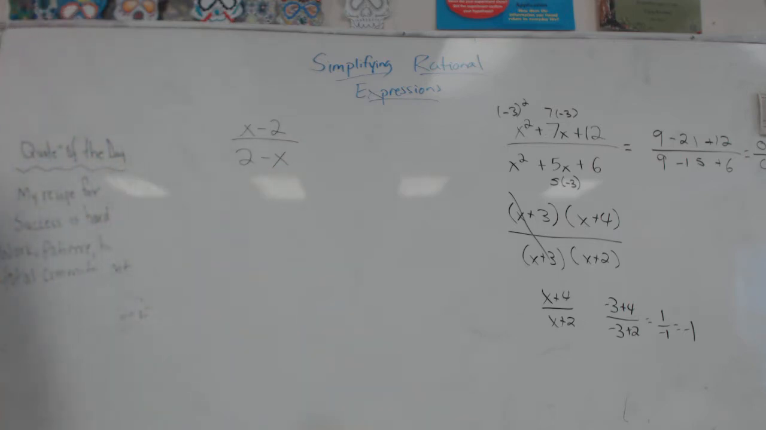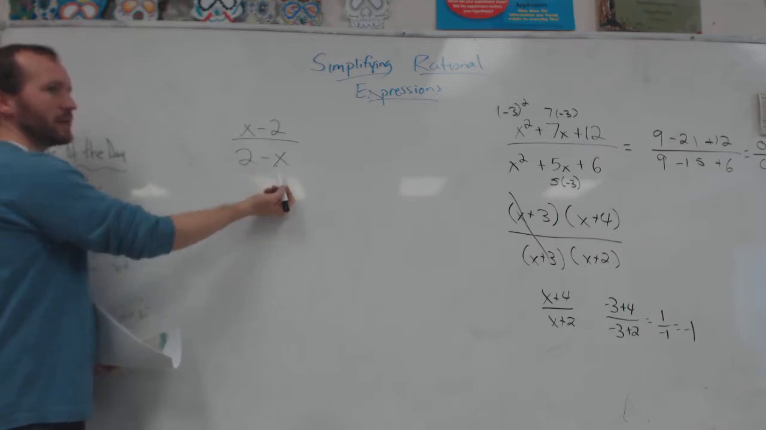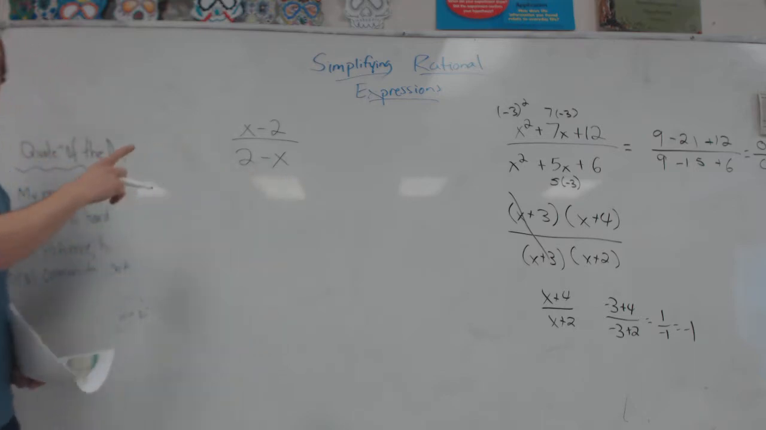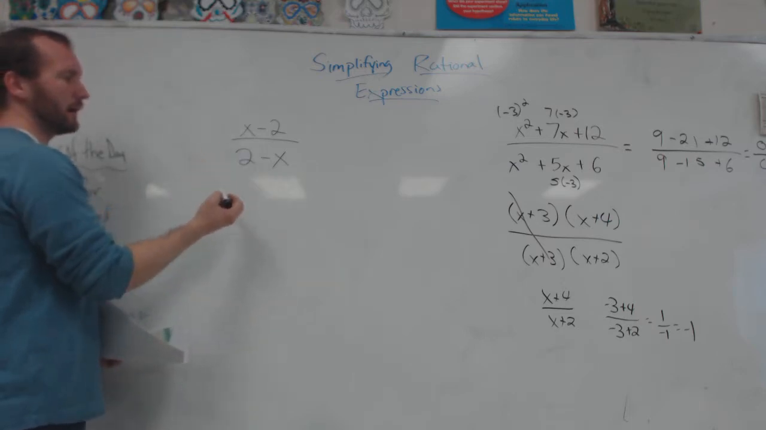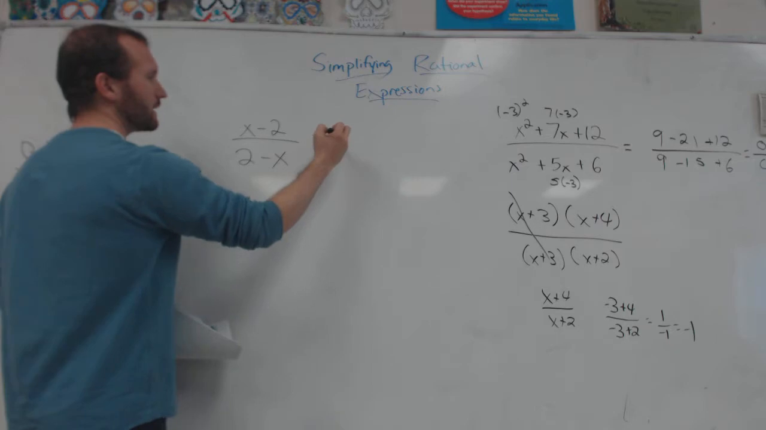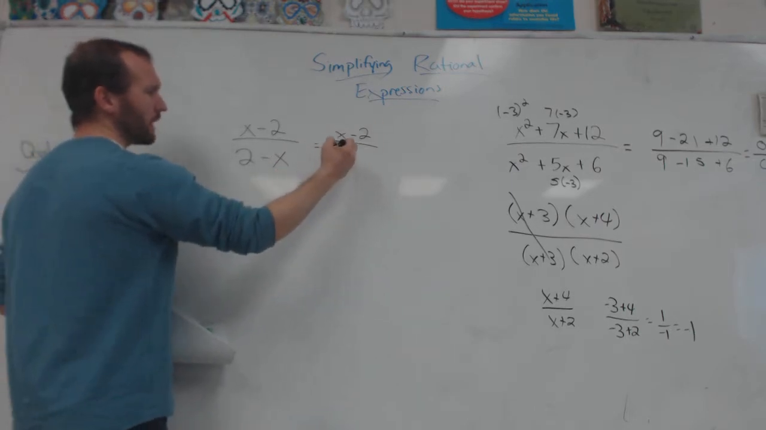You can. But not as it is. Because this is x minus 2, and this is 2 minus x. But there is a trick if you get something like this. You can actually pull a -1 out. So watch this. X minus 2 I'm not going to change. But I'm going to change this by multiplying by -1.